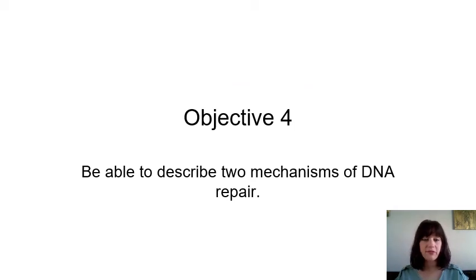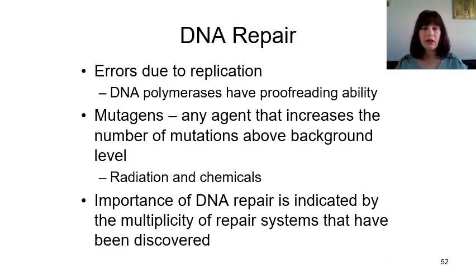Let's talk about our final objective, mechanisms of DNA repair. Now, we know that mutations occur, right? But what are some ways that mutations can happen? So first of all, we know, if you're exposed to the sun, it's UV light, it's bad for your DNA, it can cause DNA damage.